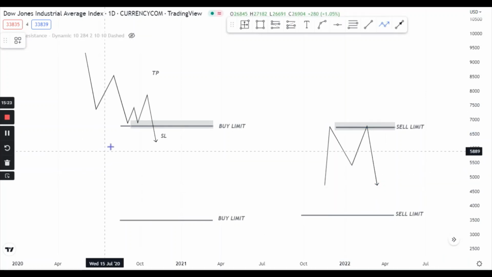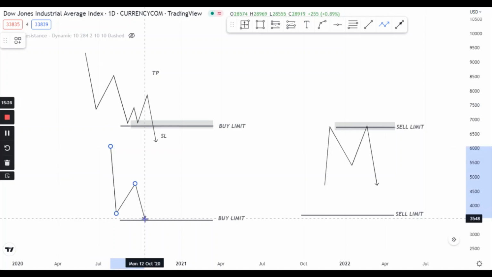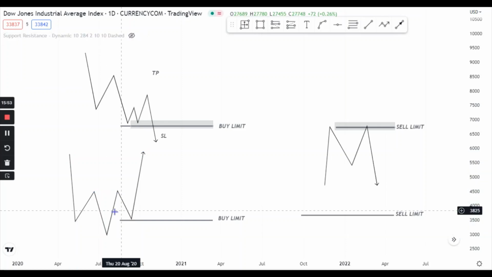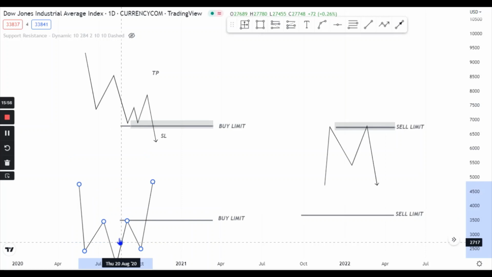Same thing with head and shoulders. Hopefully it hits your buy limit and then continues in the intended direction. Even if you entered on the second shoulder, or maybe on the neckline, because this is the best possible way you can enter this, on the neckline.